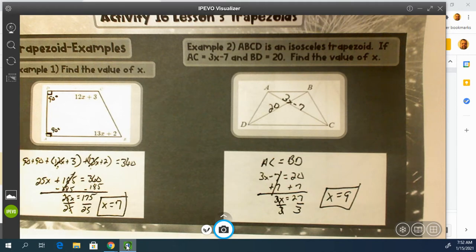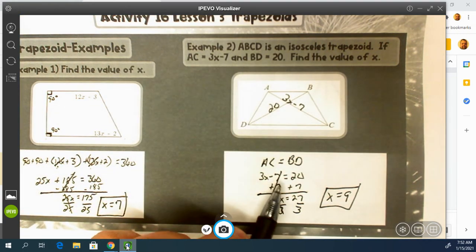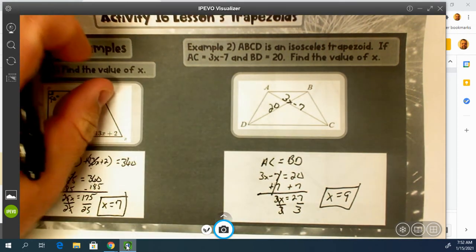So a majority of the battle is setting it up correctly. The rest is just doing the algebra. So go ahead and pause the video again. Take a picture of this and insert it in.